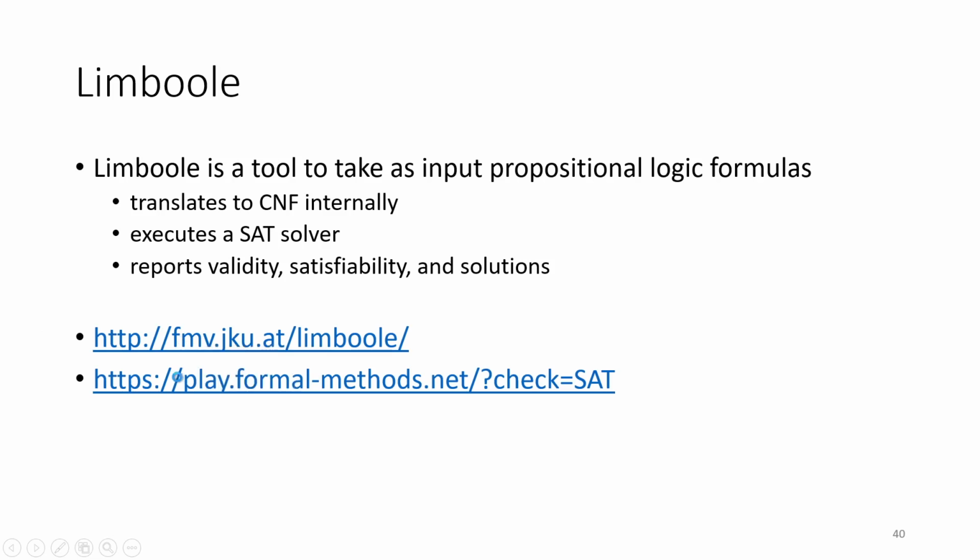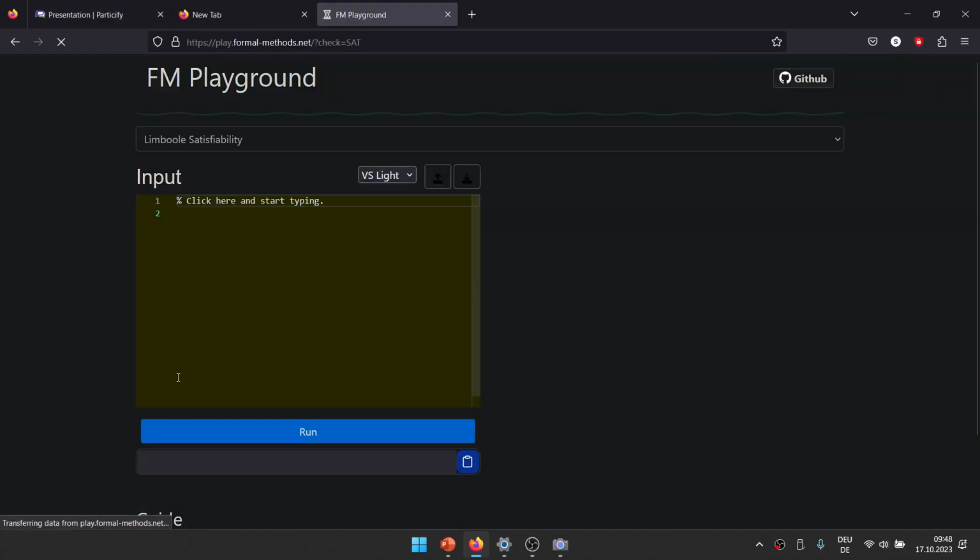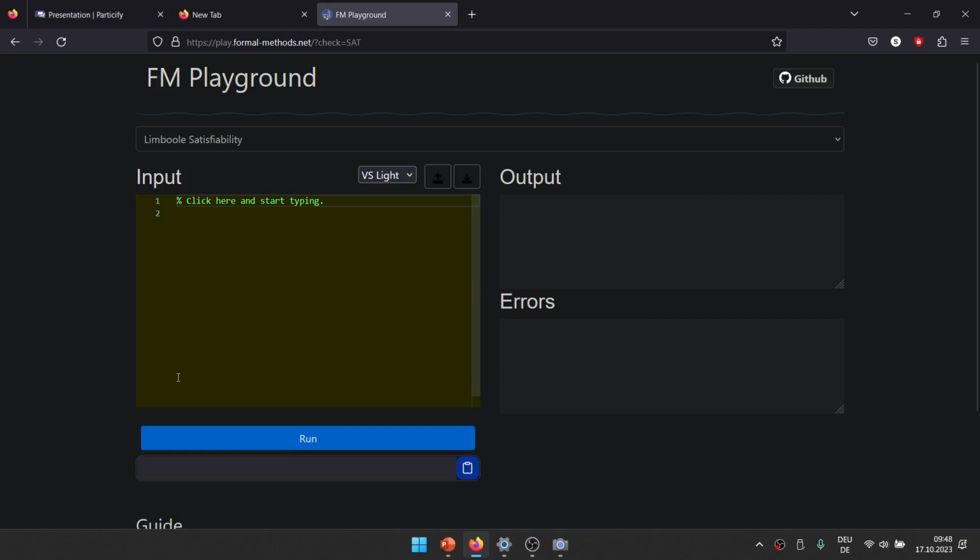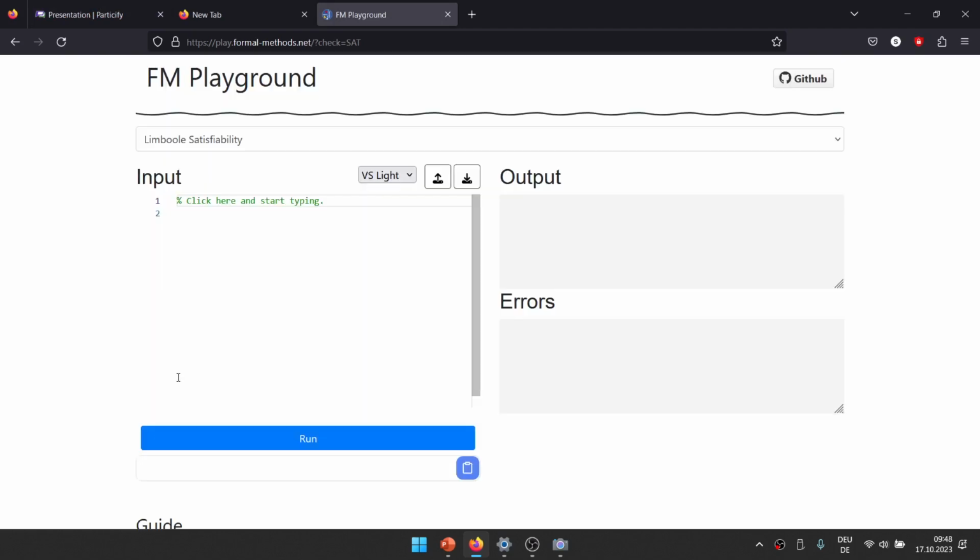And then we also implemented this formal methods playground. Let me check which color is better. Okay, let's use this default theme. So that's the formal methods playground. Shoaib, the TA for this lecture, is working on this mainly. And it's based on other works that people have done. It lets you run Limboole in the browser, which is a very nice thing. So for now, you don't have to install Limboole. You can use it in the browser.